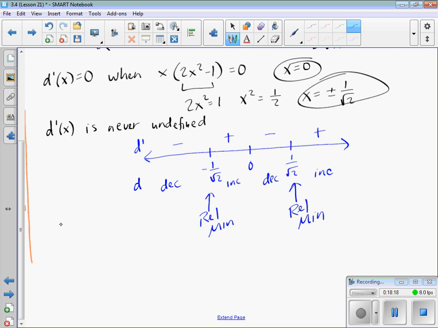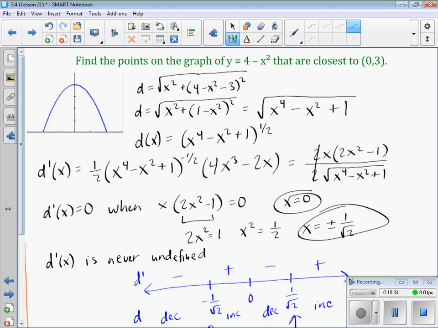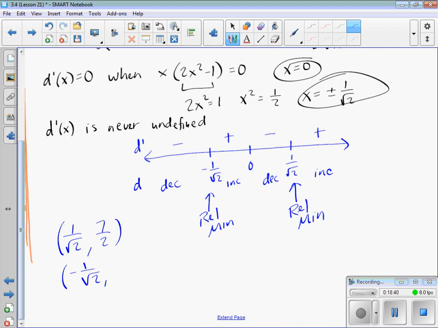And then how do I find the y values that go with that? Plug it into your original. I'm just going to save us a little time and just do that. Okay, so you get 1 over square root of 2 is the positive, goes with 7 halves. What do you think is going to be true about the y value on the opposite side? No, try again. Look at the graph. Wouldn't it be the same y value if it's here and here? Yeah, so it's going to be 7 halves again. And that's what I was asking for. So questions on that?